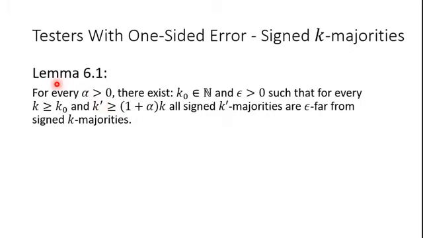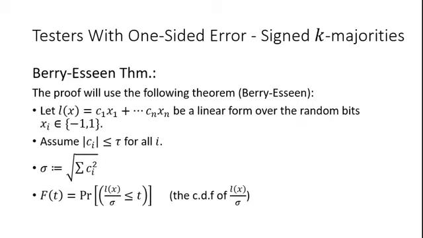So before we move on to the theorem for signed k majorities, we will prove Lemma 6.1, which we will be using. So Lemma 6.1 states that for every positive alpha, there exists a k0 in the natural numbers and a positive epsilon, such that for every k at least k0 and k prime at least (1 plus alpha) k, all signed k prime majorities are epsilon far from signed k majorities.